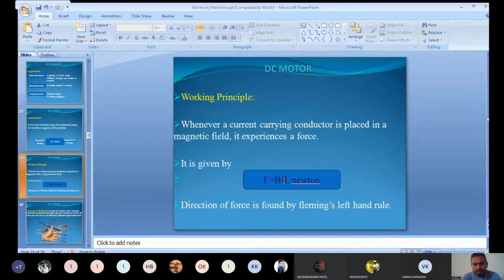Now whatever force is experienced by this conductor, we have to find the direction of force. That means in which direction the force acts on this conductor. This direction of force acting on the conductor is found by Fleming's left hand rule.